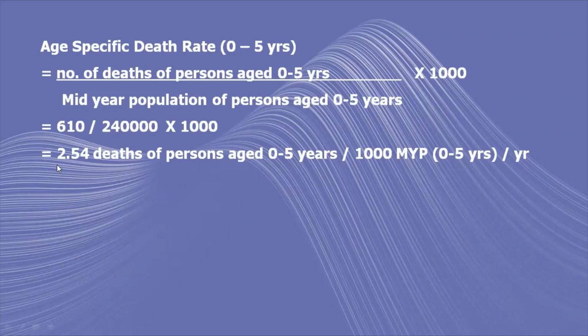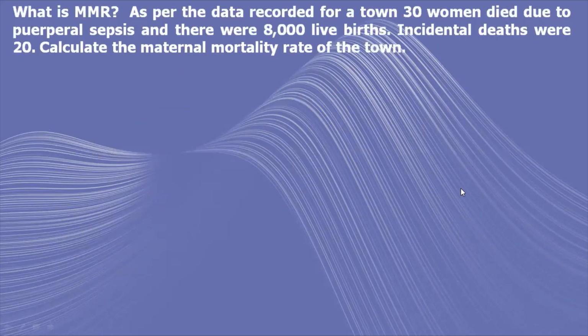This is the population. So it is 2.54 deaths of persons aged 0 to 5 years per thousand median population of 0 to 5 years per year. So like this, you have to calculate the sex specific and age specific mortality.